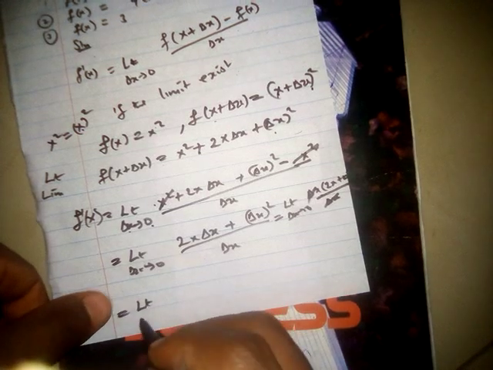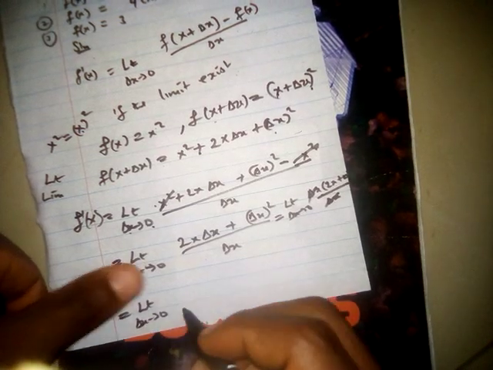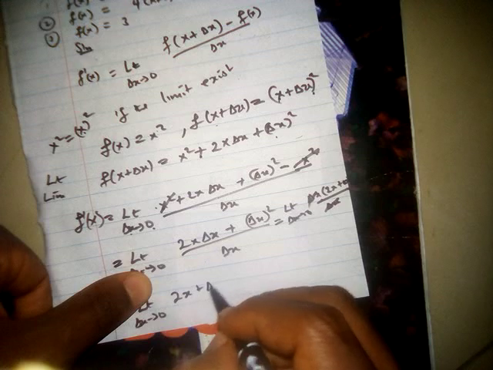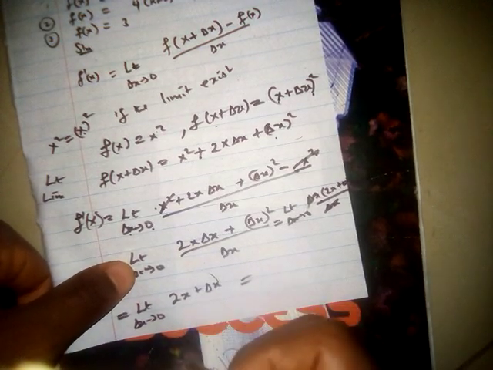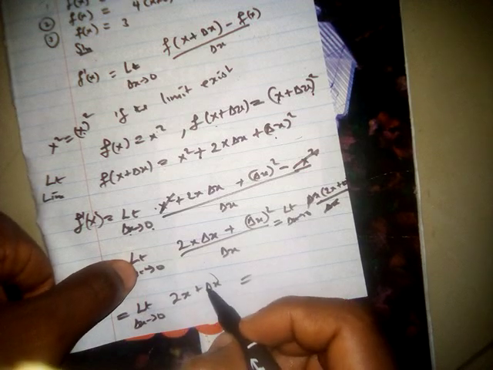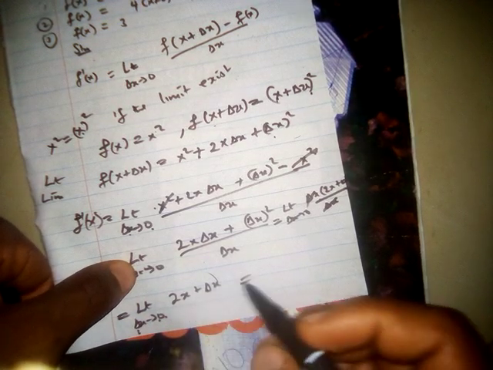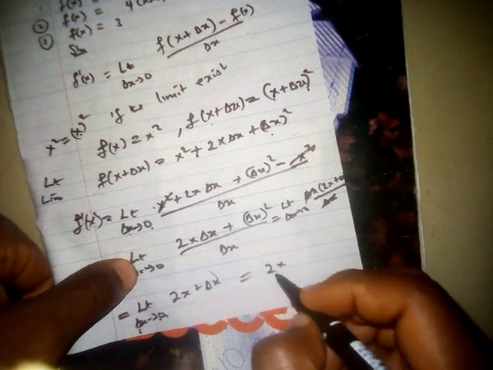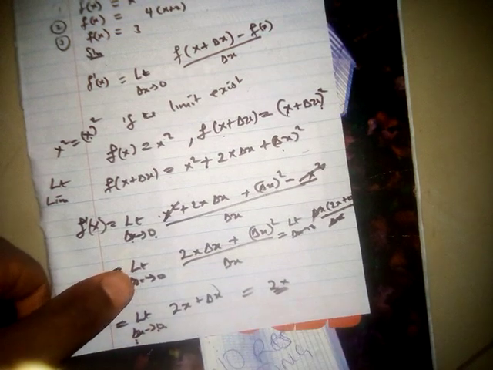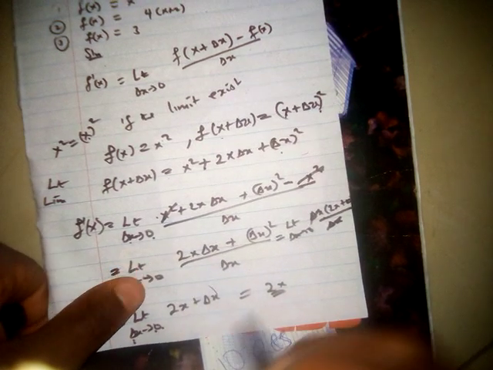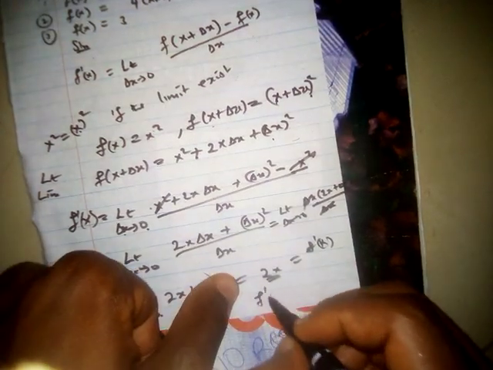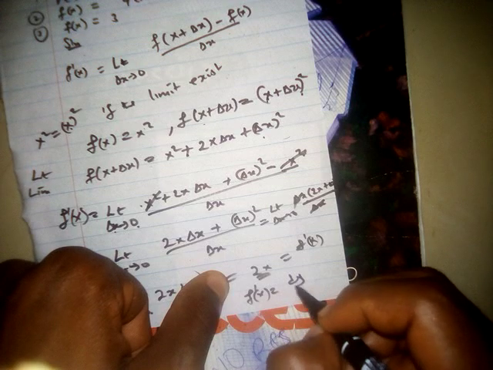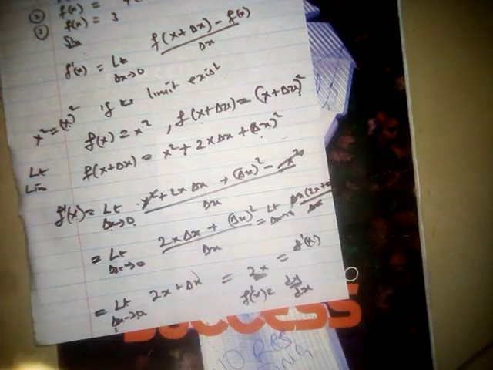We have 2x plus change in x. Now remember our limits rule. We're going to use limit by substitution. Anywhere we see change in x, we put 0. As change in x approaches 0, we just put change in x to be 0. So we have 2x. Whenever we differentiate a function x squared, we always have 2x, and this is equally your f prime of x. In some contexts, f prime of x can also be written as dy over dx. So that's simply differentiation.